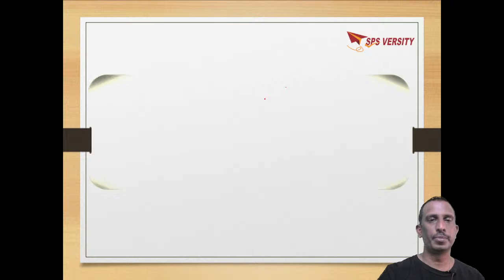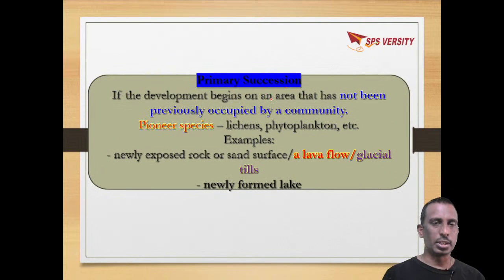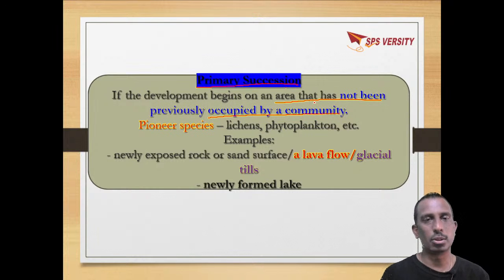So here, in this succession process, there are basically two types of succession. One is primary succession and another one is secondary succession. So what is this primary succession? Primary succession begins on an area that has not been previously occupied by a community. So previously there is no community at all in that area.